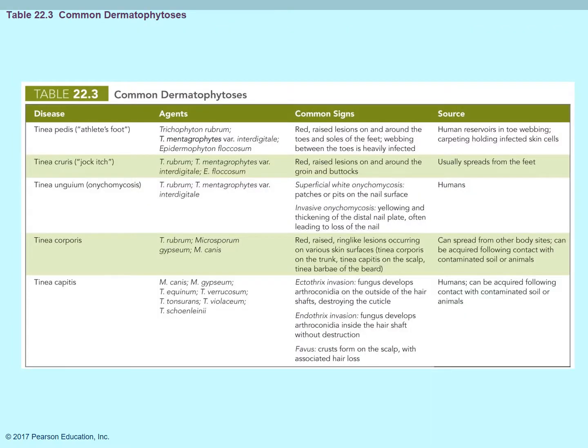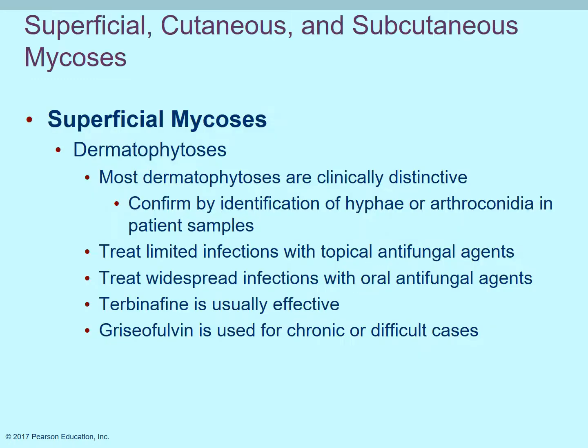And this table lists some of the more common ones: the disease, what the causative agent is, what the signs are, what the source of it is. Usually you treat the infection with a topical antifungal agent like a cream. If it is a widespread infection, then you can give an oral antibiotic.